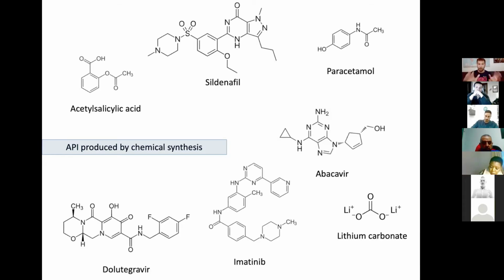So here you can see some examples. What does it mean, API produced by chemical synthesis? This is, for example, sildenafil. Sildenafil is just normal Viagra, so you can see. Or our abacavir, or imatinib against cancer, or dolutegravir.